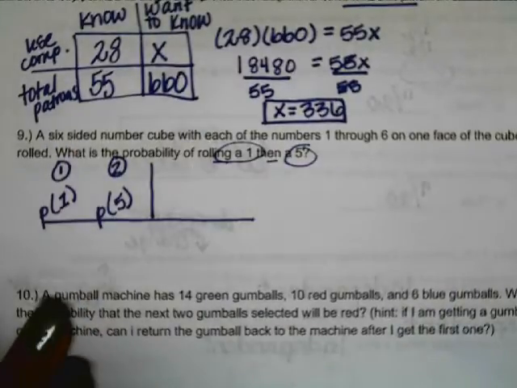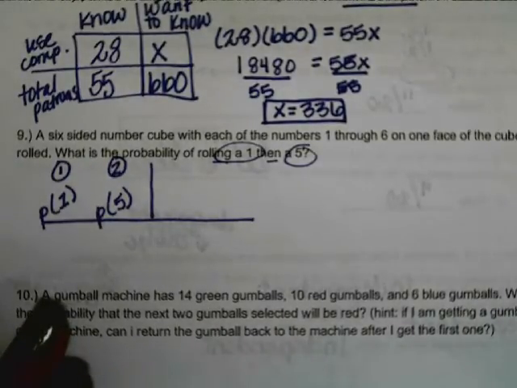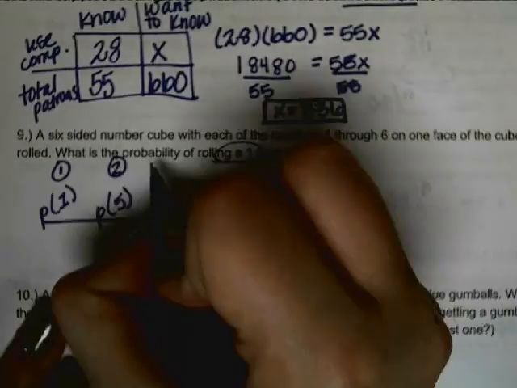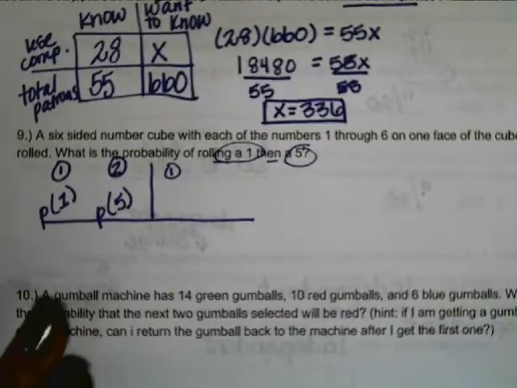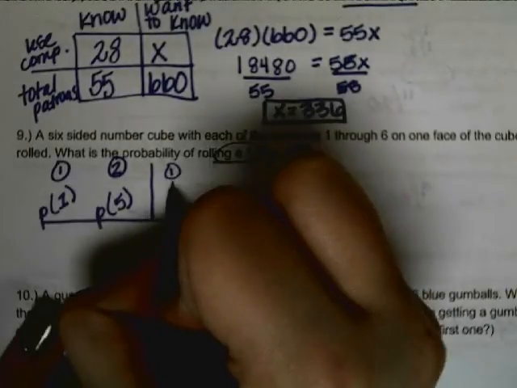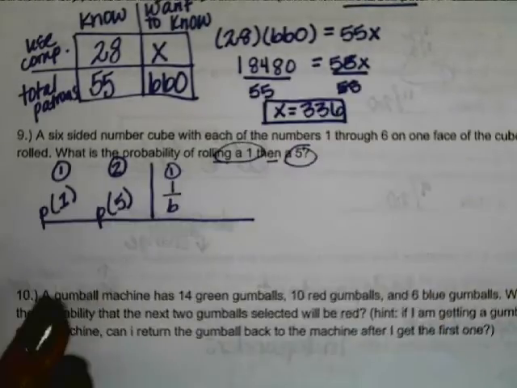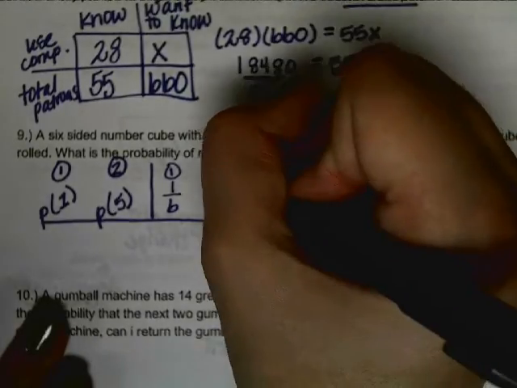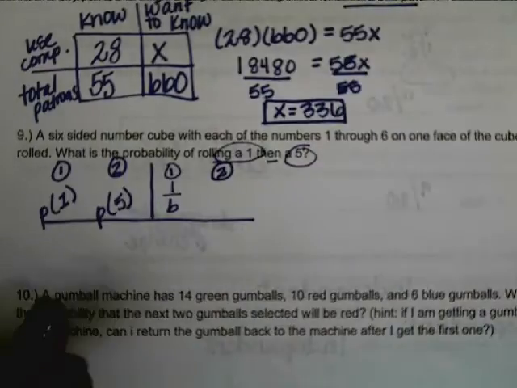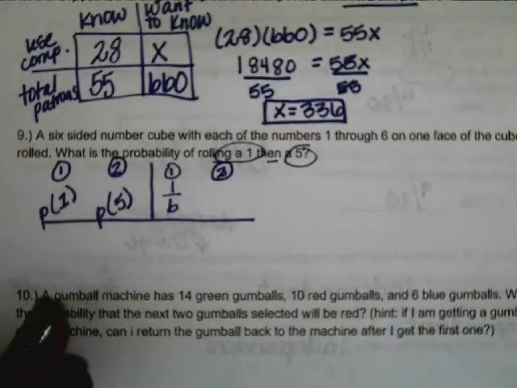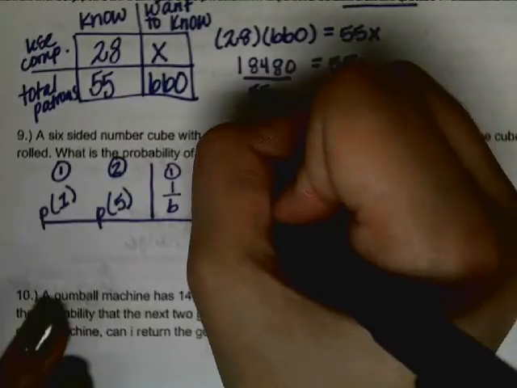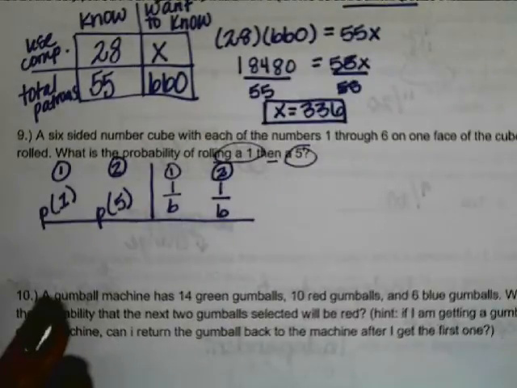We can't change the number of sides on a cube, so our denominator will stay the same on both. My probability of rolling a 1 on a number cube would be 1 out of 6 because there's only one 1 on a number cube. My second roll, I still have 6 sides, and my probability of rolling a 6 would be 1 out of 6 because there's only one 6 out of 6 sides of the number cube.